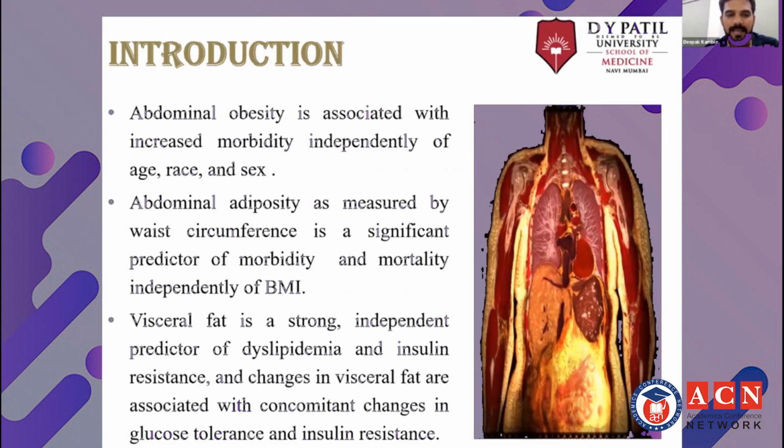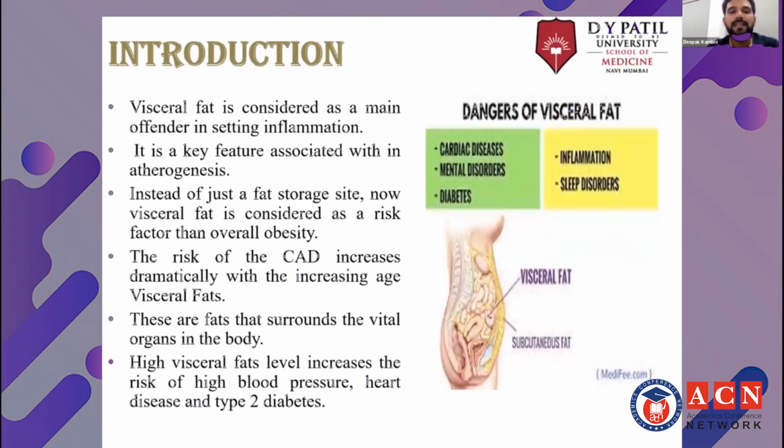It depends on age and sex. Abdominal adiposity, as measured by waist circumference, is a significant predictor of morbidity and mortality independent of BMI. Visceral fat is a strong independent predictor of dyslipidemia and insulin resistance. Changes in visceral fat are associated with concomitant changes in glucose tolerance, like insulin resistance. Visceral fat is a main offender in setting off inflammation. It is a key feature associated with atherogenesis, instead of just a fat storage site.